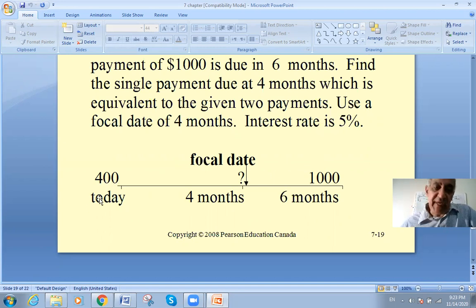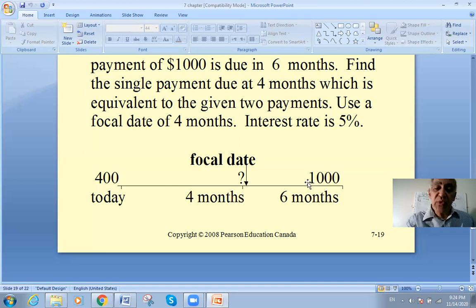Because the focal date is in between two maturity dates, I check whether I'm going backward or forward. The $400, I'm moving toward 4 months, so this is future value, and I get the sum of the amount. That's not a problem. But the $1,000, I'm moving backward to get it here, so I have to get the present value. That's fine.